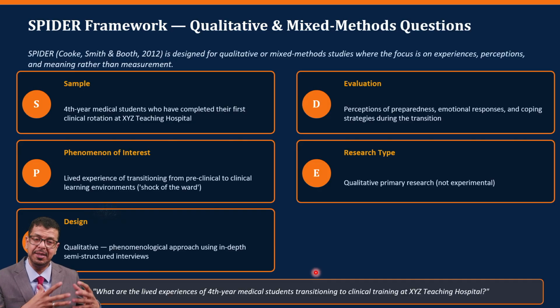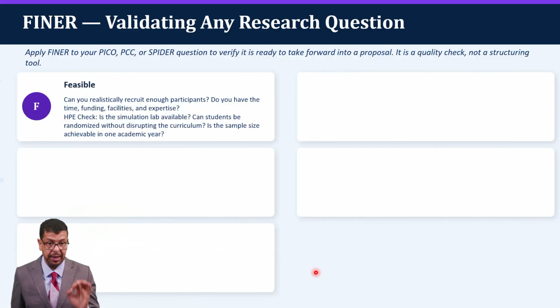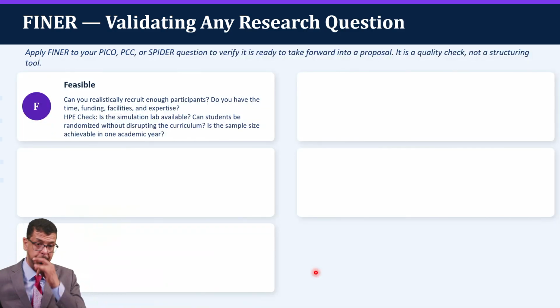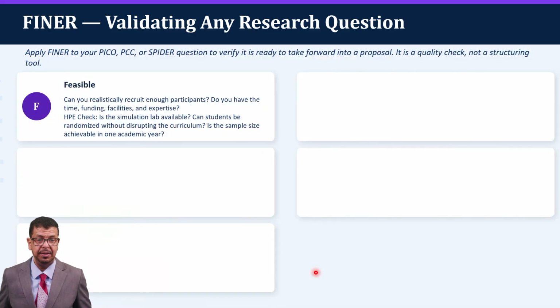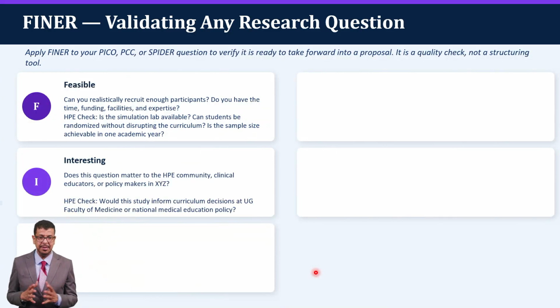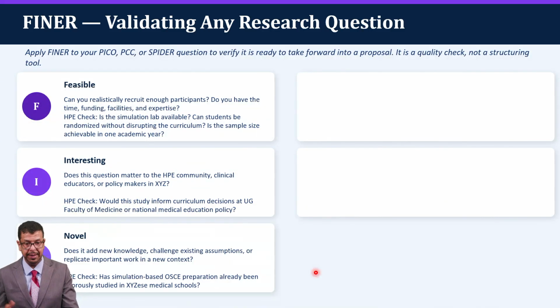How do we decide whether this research question is good or not? We should use a final framework for validating any research question. The first question I should ask: is this research question feasible or not? Can we realistically do this research or not? This is very important. Do we have enough participants, time, and funding? Is it interesting to the health professional education community, to policymakers, to your organization? Is it novel? Does it add something new to the knowledge? Does it challenge existing assumptions, or do we just replicate what is done?